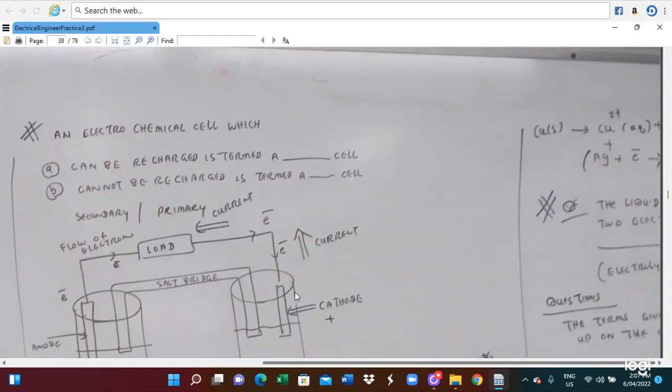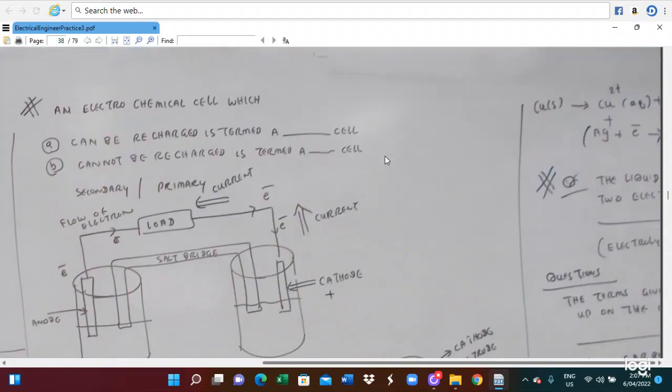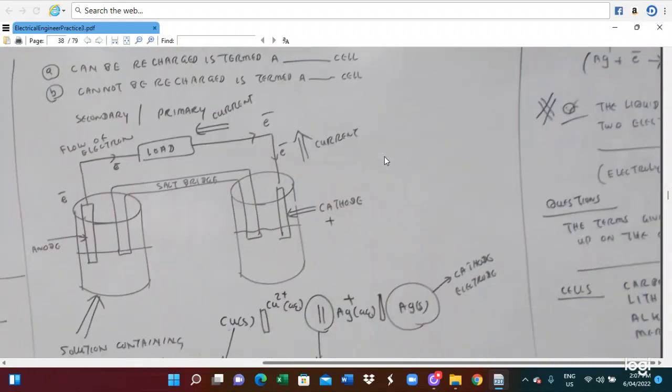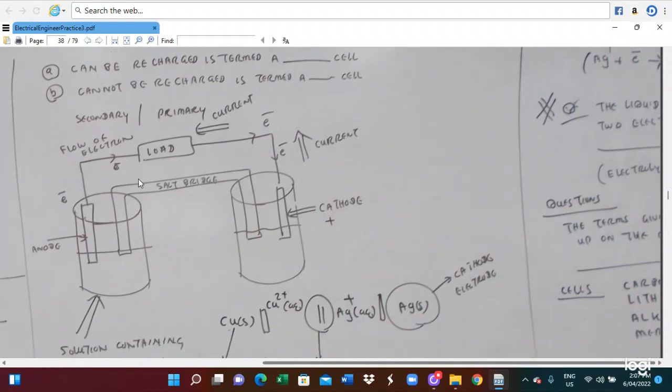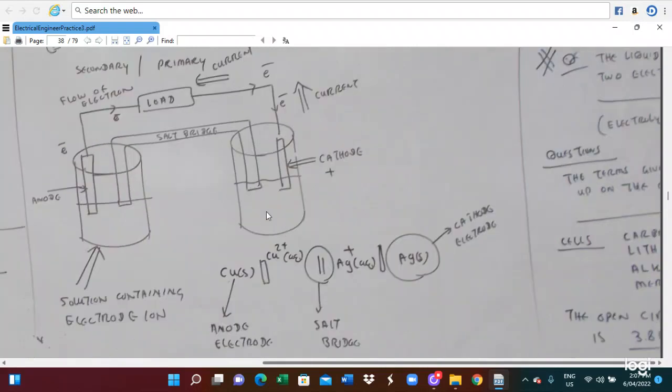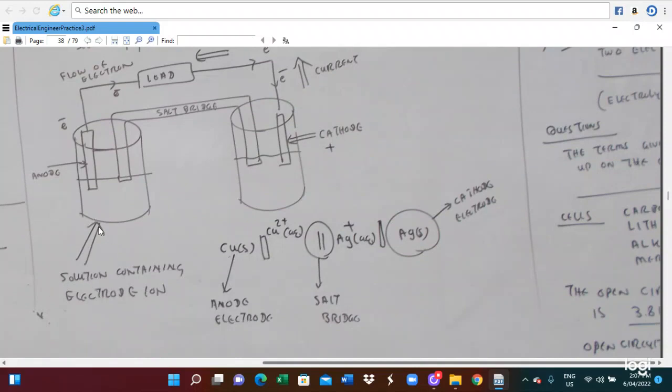So here is a connection of the electrochemical cell. Electrochemical cells are connected, and the cell can be recharged. This is the anode and this is the cathode. Here is a salt bridge and a load. The solution contains electrolyte ions, which create the positive and negative charge of the cell.